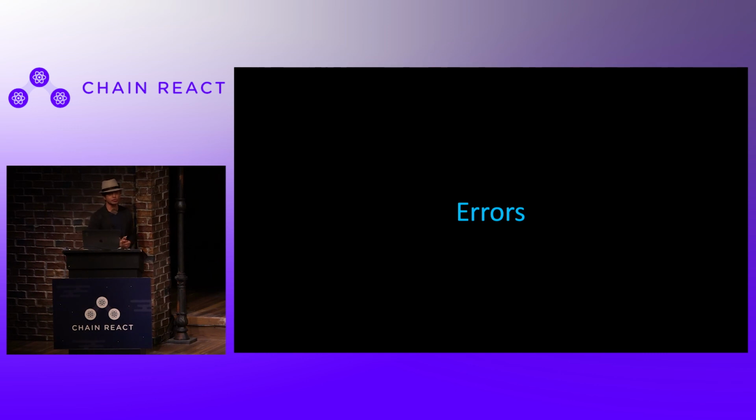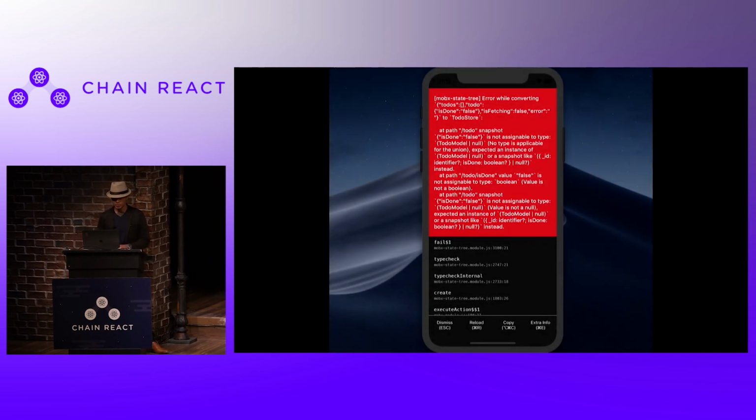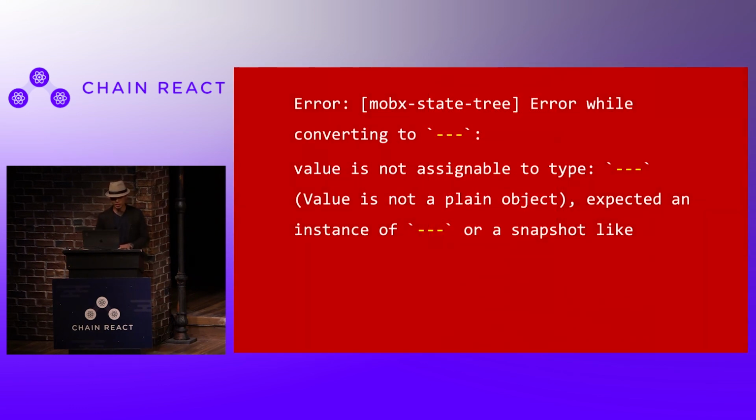So what about errors? Let's be real. You'll face a lot of this while you're developing your app. This is what we call the red screen of death. So what does it say? It says error while converting to type. Value is not assignable to type. This is MST throwing an error at you because you're not assigning the right types to your objects. That's how strict it is.